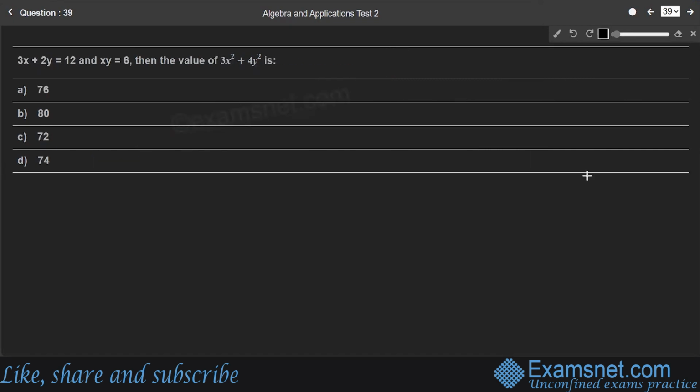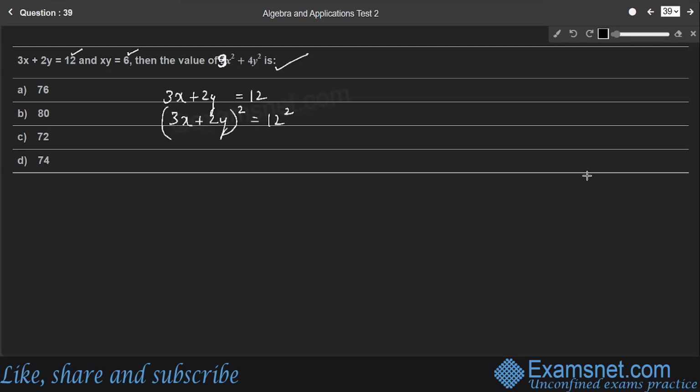Question 39. 3x plus 2y is equal to 12 and xy is equal to 6. Then the value of, so this is not 3x square, it should be 9x square plus 4y square. So we need to find the value of this. 3x plus 2y is given, equal to 12. To get 9x square and 4y square, we have to square the given equation. Therefore, 3x plus 2y the whole square is equal to 12 square.